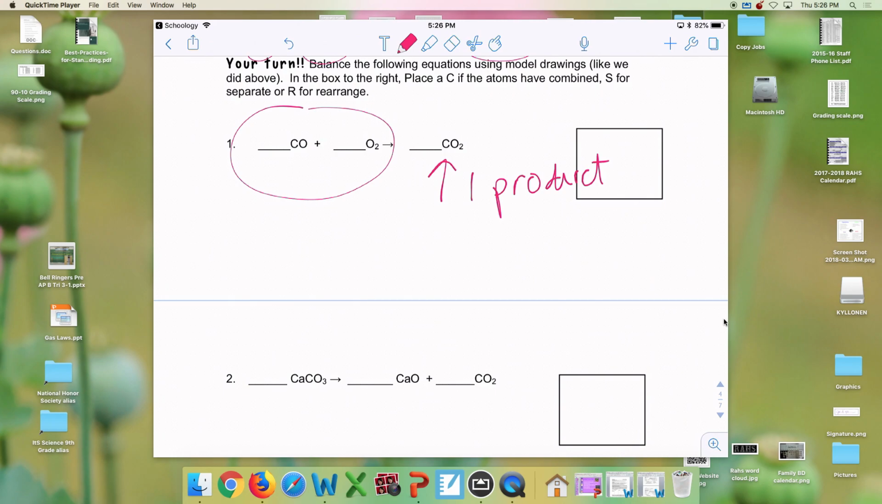Then after you have it balanced, you're going to look at the beginning to the end and see, did the product all form from one thing? That means that the reactant separated. Did your reactants combine into one thing, meaning everything came together? Or did you just rearrange the pieces? They started with a few things, you ended up with a few different things in a different order.